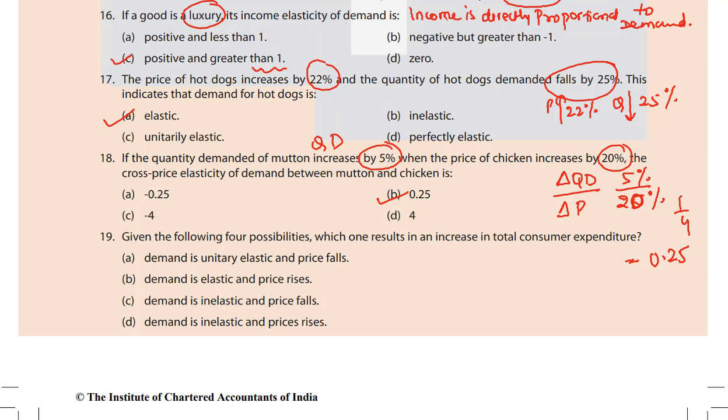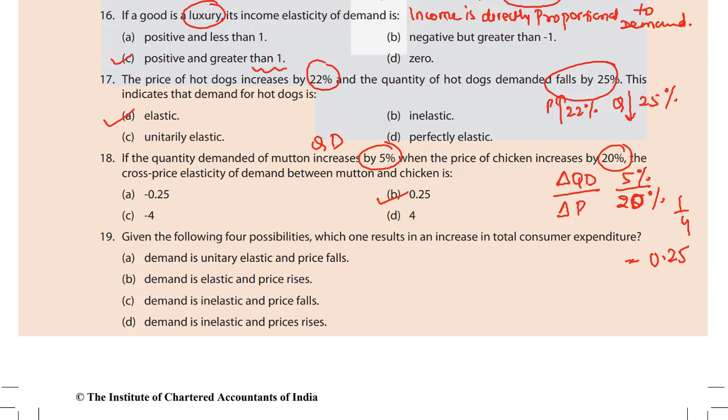Let's see the 19th one. Given the following four possibilities, which one results in the increase in total consumer expenditure? We have learned the consumer expenditure method over here. So A, demand is unitary elastic and price falls. B, demand is elastic and price rises. C, demand is inelastic and price falls. And D, demand is inelastic and price rises.